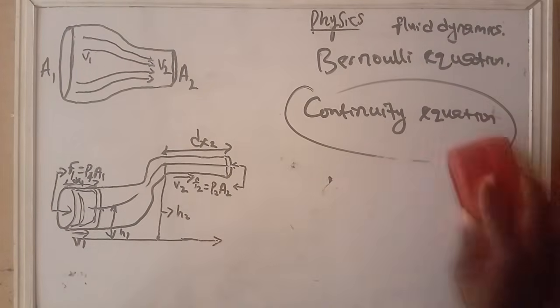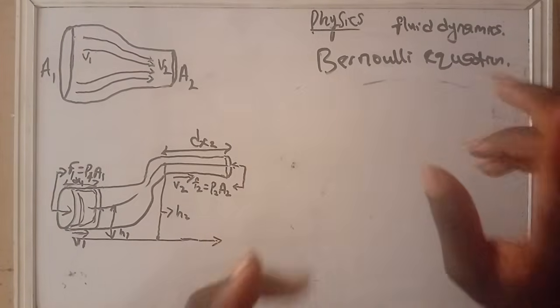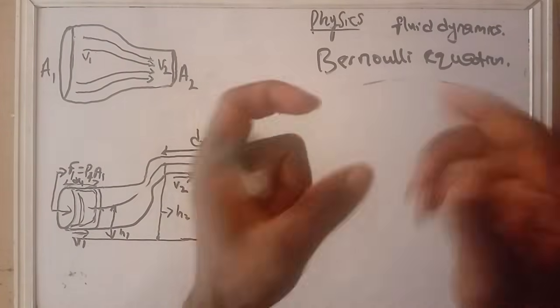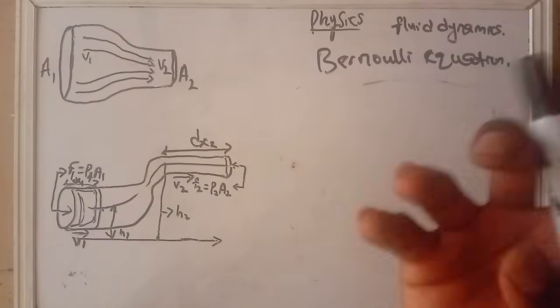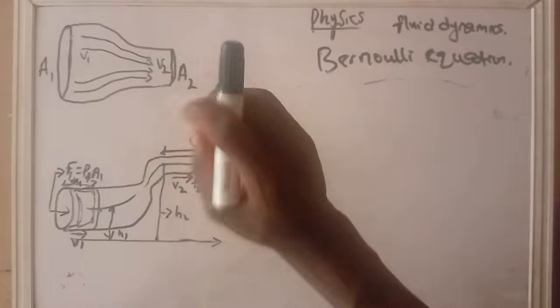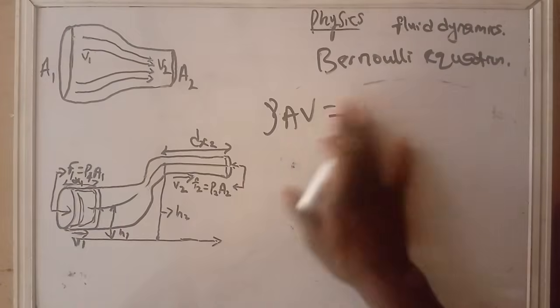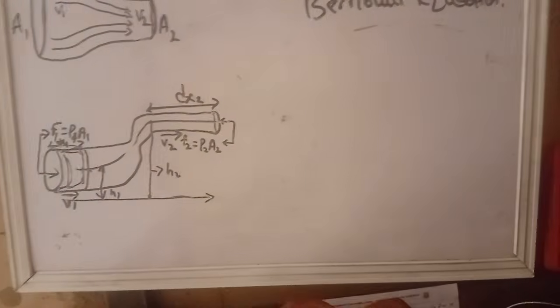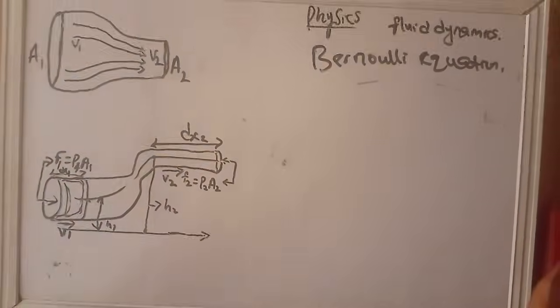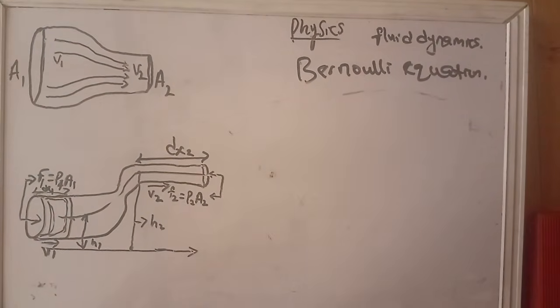Now, the Bernoulli equation is a statement of conservation of energy. The continuity equation is what? Conservation of mass. The continuity equation, we use that one as conservation of mass. But for Bernoulli, it's conservation of energy. Bernoulli is conservation of energy.